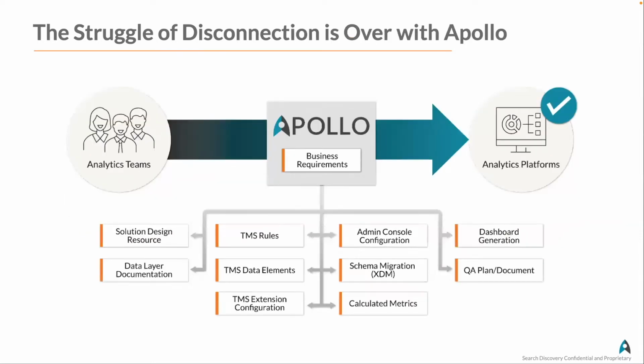The function of Apollo is to unify all of these different pieces for a sustainable analytics implementation where all of these pieces are in sync. So Apollo manages everything that we just talked about for Adobe Analytics, and then we've also added support for Google Analytics 4. So you have a consistent view of the business questions that your implementation is answering, the data layer documentation that your teams implement on the site, the configuration in the tag manager to receive that data, and then what ultimately comes out in your QA plan and your dashboards.